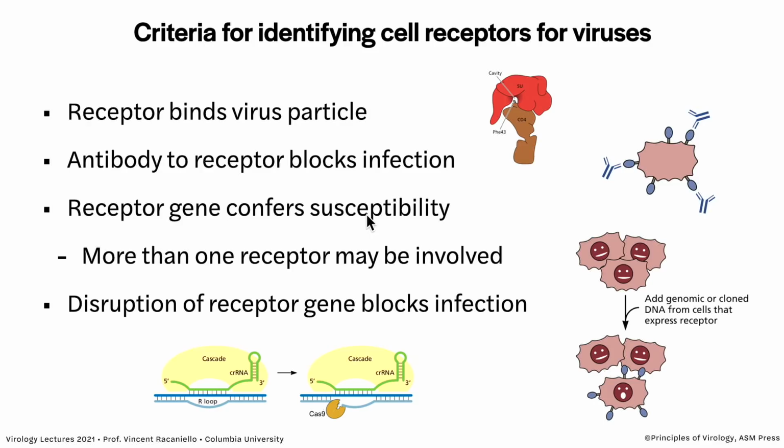So if you're lucky enough to have, say, a cell line that doesn't have the receptor gene in it, so they're not susceptible to infection, you can put the gene in and you can ask if they become susceptible. Now, the caveat there is sometimes you need more than one receptor, and then it makes it a little harder. You may have one of the two receptors, but you may be missing the other, and if you put just one in, it's not going to give you susceptibility. And then finally, you can disrupt the receptor gene and show that the cells become resistant.